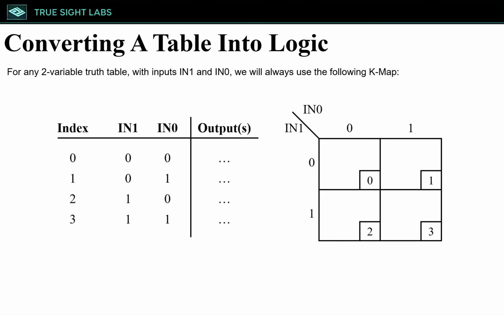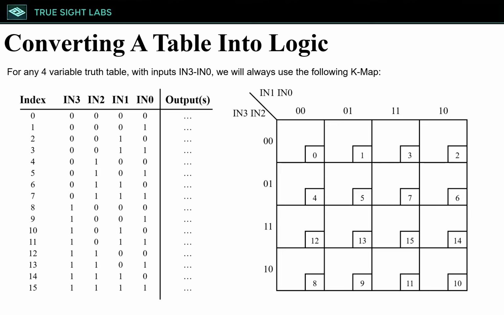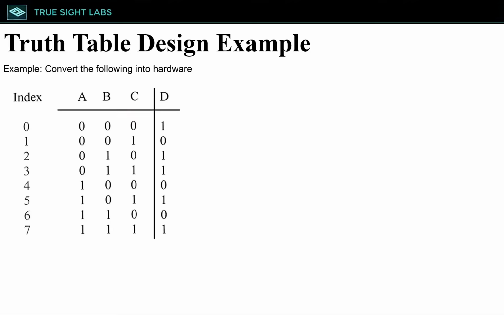For any two-variable truth table with inputs IN1 and IN0, we will always use the following K-map. For any three-variable truth table with inputs IN2 to IN0, we will always use the following K-map. For any four-variable truth table with inputs IN3 to IN0, we will always use the following K-map.